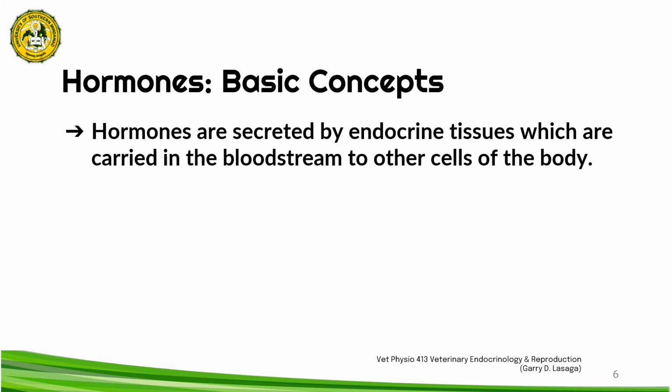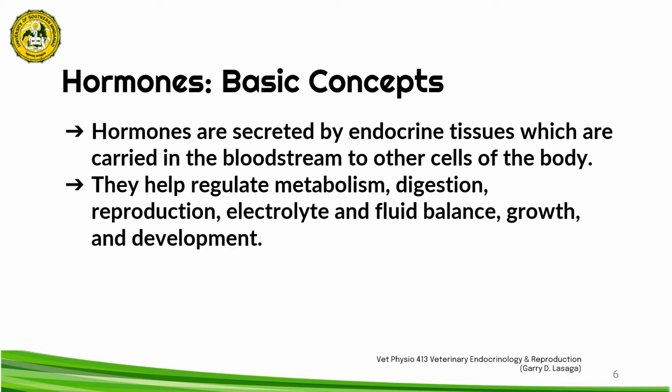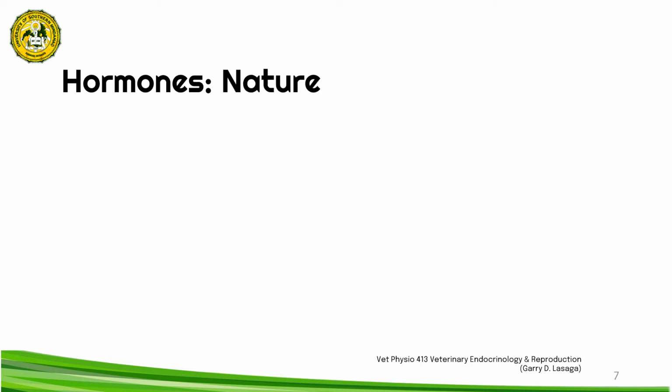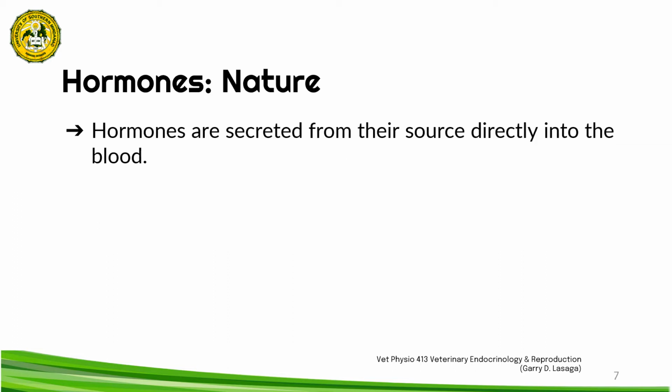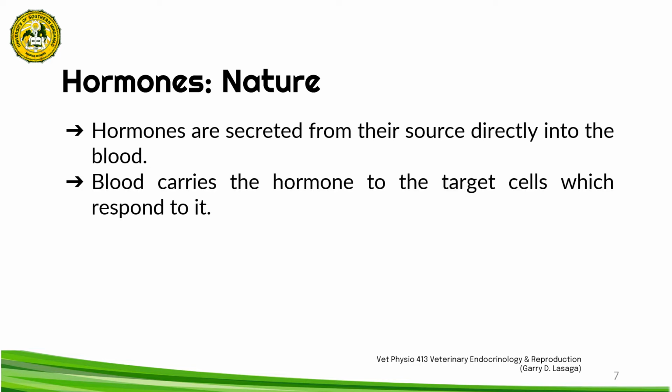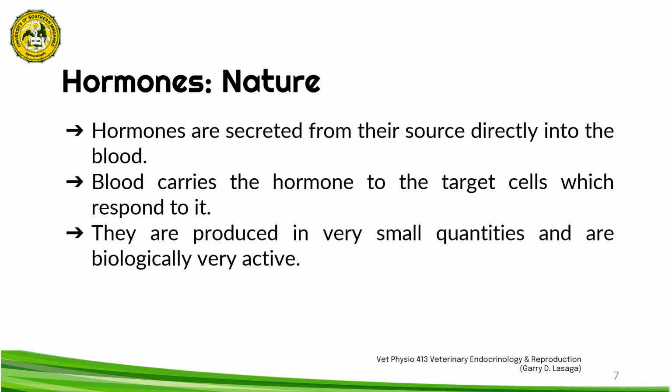So hormones are secreted by endocrine tissues, which are carried straight into the bloodstream to other cells of the body. They help regulate metabolism, digestion, reproduction, electrolyte and fluid balance, growth, as well as development. Hormones are again secreted from their source, the endocrine gland, directly into the bloodstream. Then the blood will carry the hormone to the target cells which respond to it.